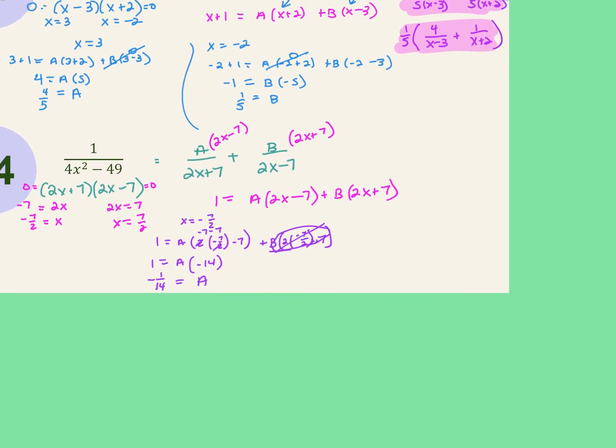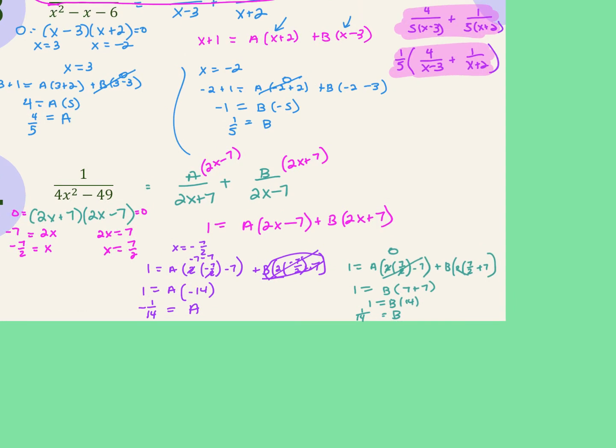Then repeat that process by plugging in a positive 7 halves. So A times 2 times 7 halves minus 7 plus B times 2 times 7 halves plus 7. This time this is the one that gets canceled. So I get 1 equals B. These cancel. 7 plus 7, so 1 equals B times 14, and B is 1/14.